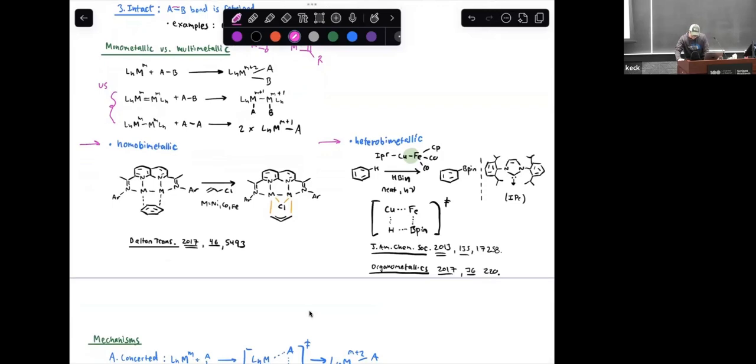Can I ask a question? Yes. I just don't know much about this. So what are the general advantages that are offered from bimetallic versus monometallic? For oxidative addition specifically, or in catalysis in general? Would you be able to answer both?